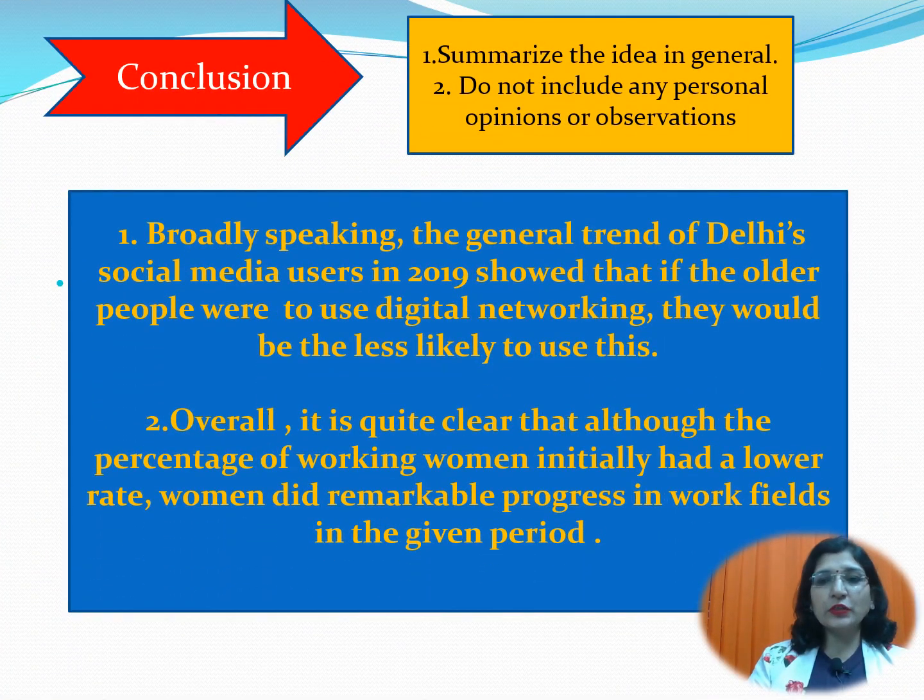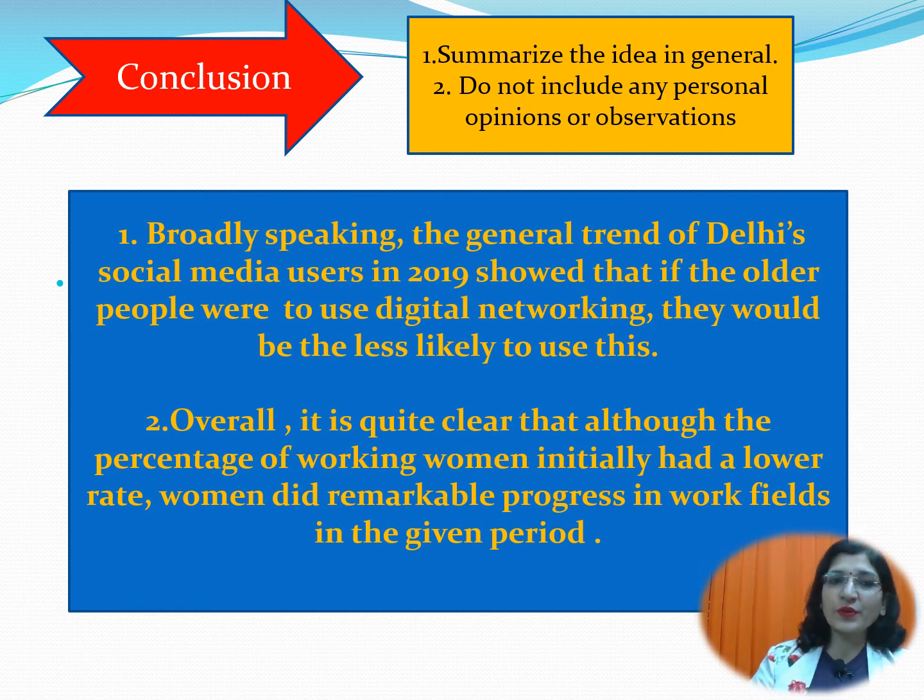Finally, for the concluding paragraph, all you need to do is just summarize the main idea in general, and by no means include any personal opinions or observations. Now look at the concluding paragraph, which I have drafted just for your help. Broadly speaking, the general trend of Delhi's social media users in 2019 showed that the older people were less likely to use digital networking.